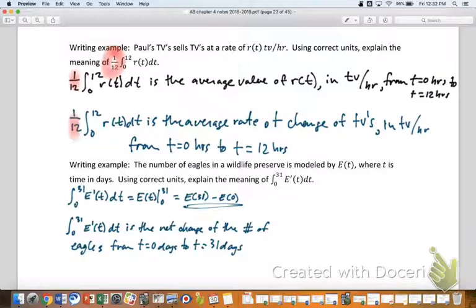With the Eagles question, the Eagles question was simply the integral from 0 to 31 of E prime. There was no 1 over 31 out front. If there was a 1 over 31 right here, it'd be exactly like the TV question. Because doesn't E prime kind of make it like that almost? Yes, E prime is definitely a rate, but the definite integral of a rate is the net amount of change. Just like over here, E prime is a rate, R is a rate. Conceptually, these are identical.